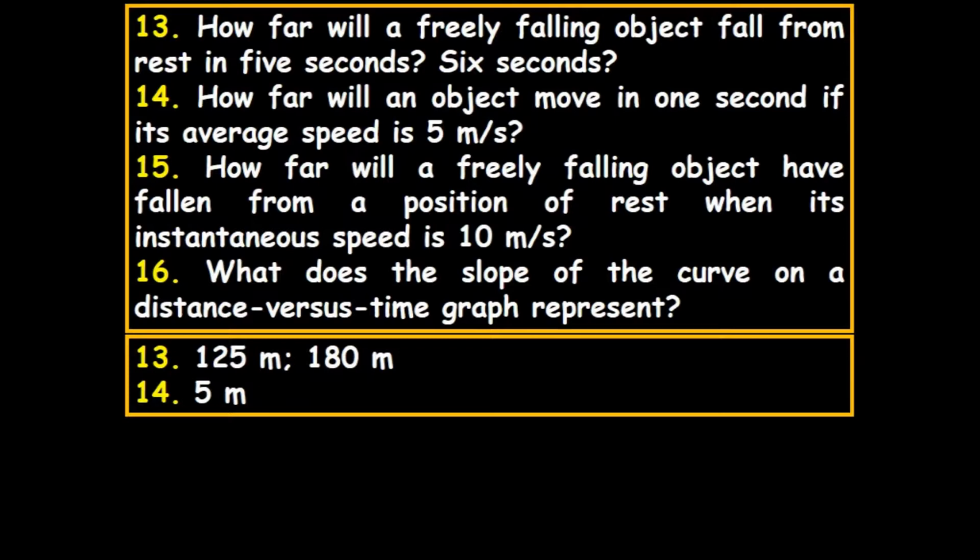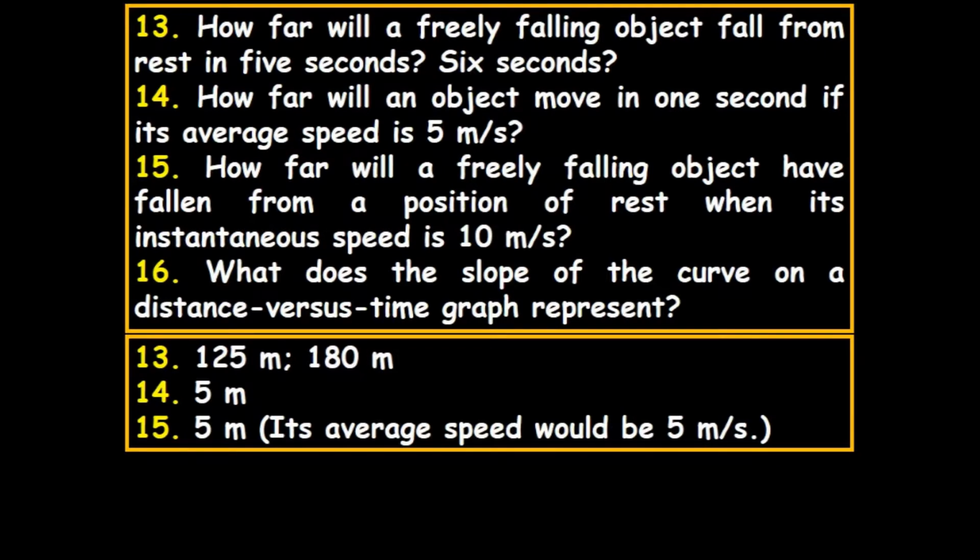How far will a freely falling object have fallen from its position of rest when its instantaneous speed is 10 meters per second? Again, it's from rest, so the average speed will be 5 meters per second. So it'll be 5 meters. Same exact thing. It will be 5 meters.